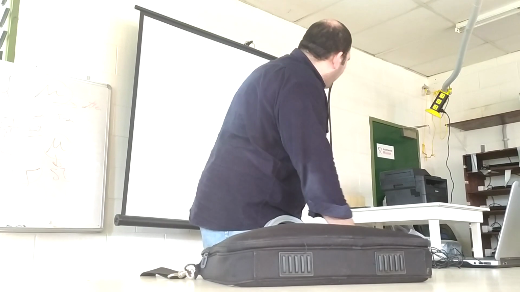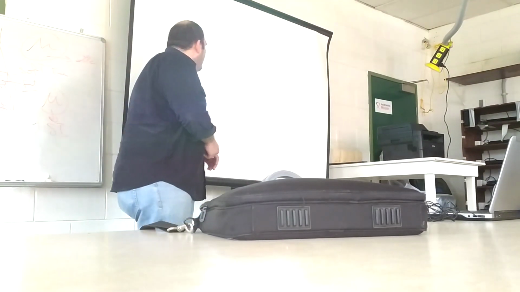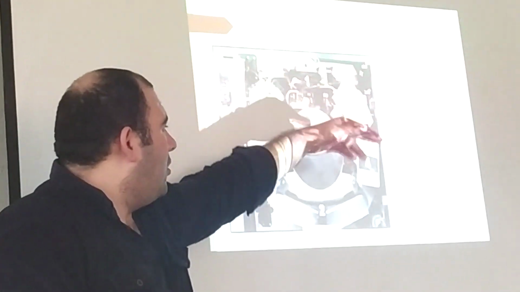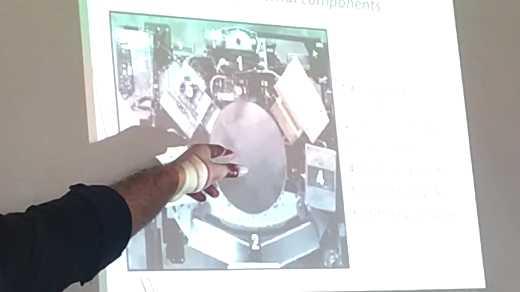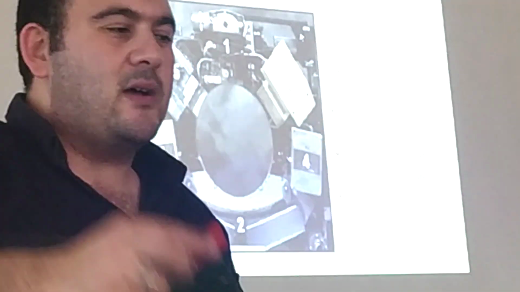This is the CT gantry. Number 1 is the X-ray tube, number 2 is the detector, and number 6 is the computer. This computer controls all components inside the gantry with the control room computers. It's like a moderator or coordinator between the components inside the gantry and the computers outside. This is the X-ray tube.